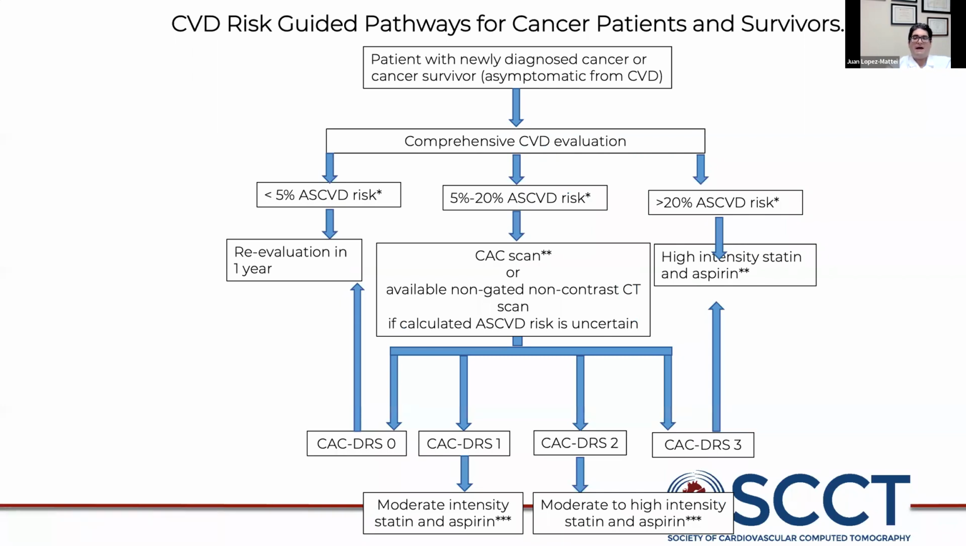And this is just a pathway that helps us put together the ASCVD risk estimation and the chest CT imaging, either non-gated or calcium score, to evaluate for the CAC burden. And according to the CAC-DRS, which is what we're recommending to quantify the calcium, either visual or quantitative, you can determine what degree of intensity for preventive treatment is required. And again, this figure is for your reference.